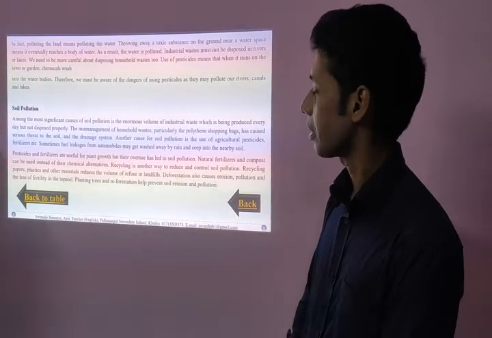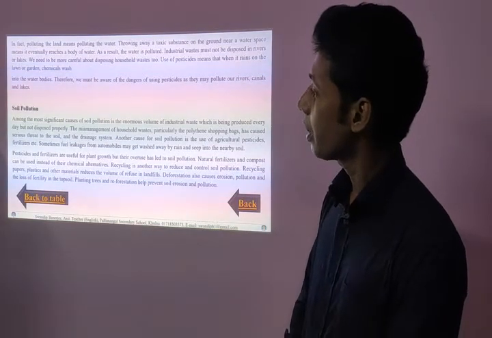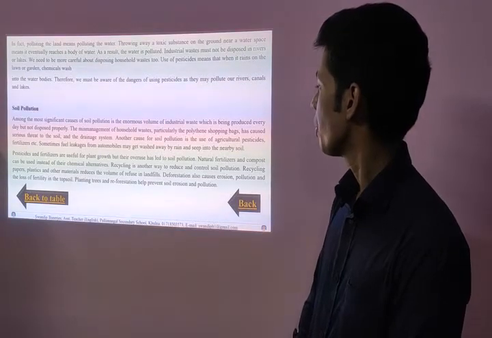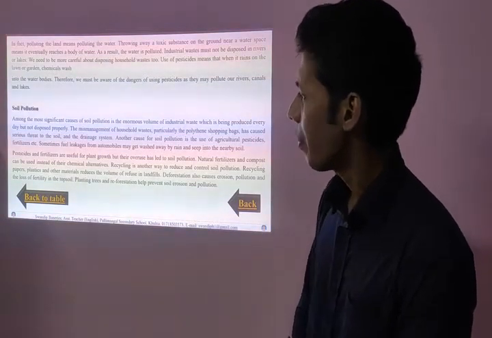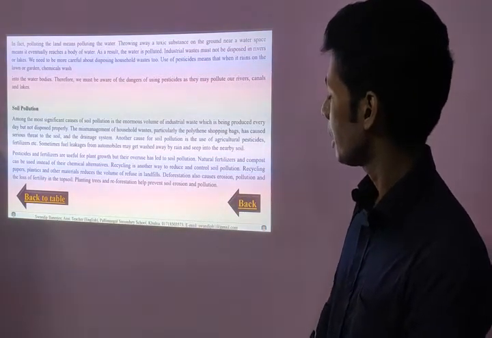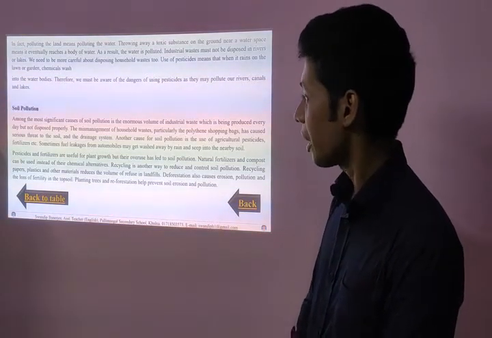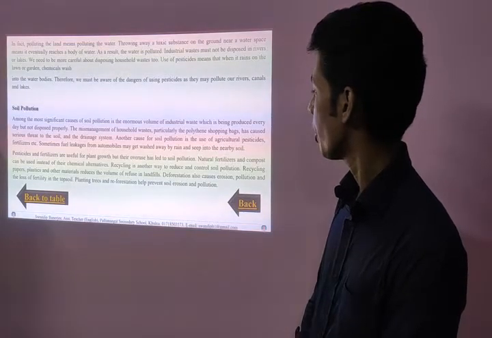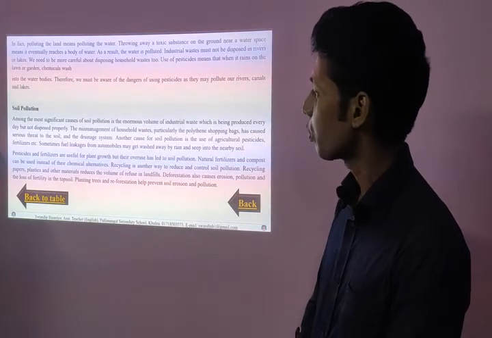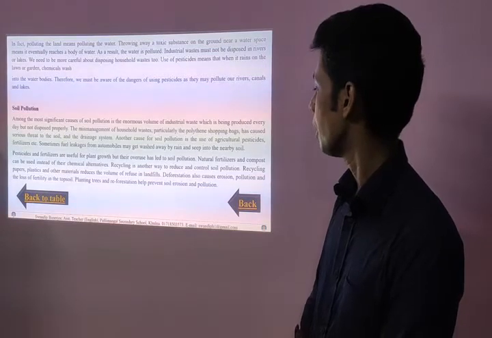Third one is soil pollution. Among the most significant causes of soil pollution is the enormous volume of industrial waste which is being produced every day but not disposed properly. The mismanagement of household waste, particularly the polythene shopping bags, has caused serious threat to the soil and the drainage system. Another cause for soil pollution is the use of agricultural pesticides, fertilizers, etc. Sometimes fuel leakage from automobiles may get washed away by rain and seep into the nearby soil.